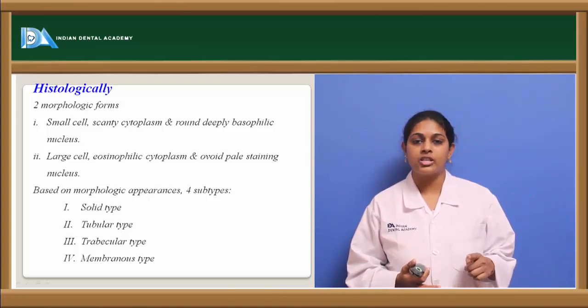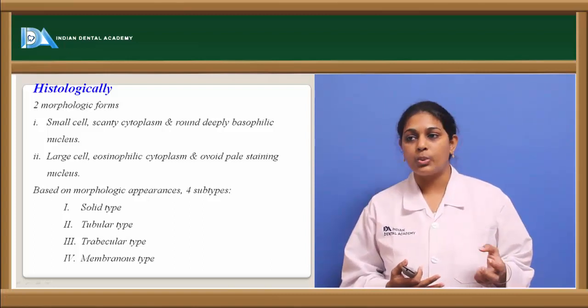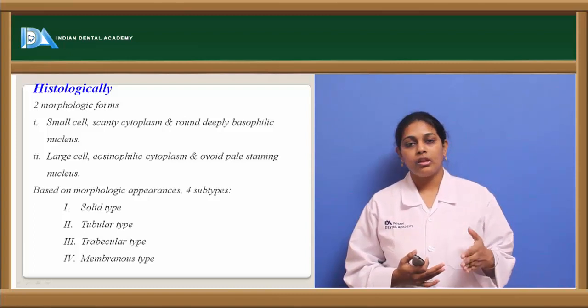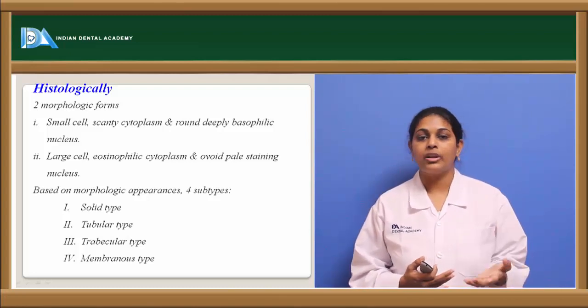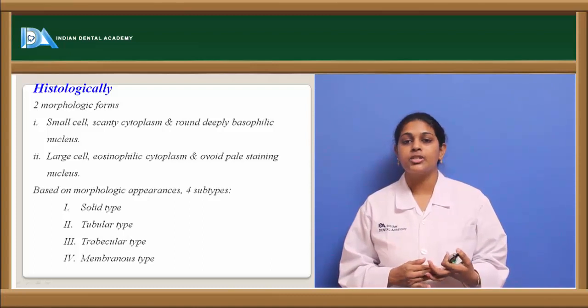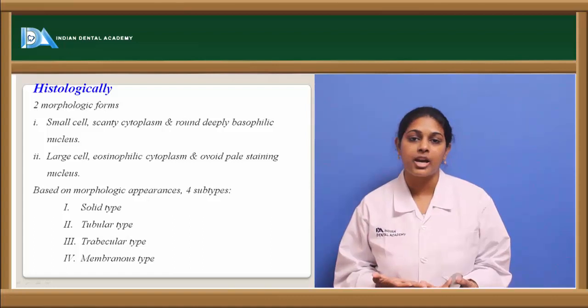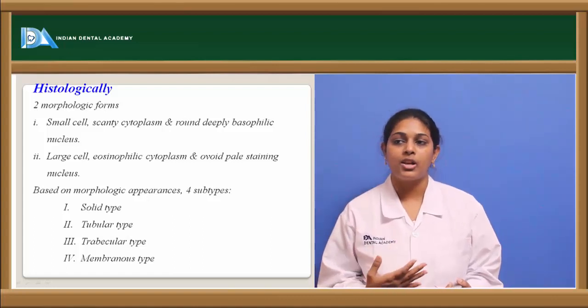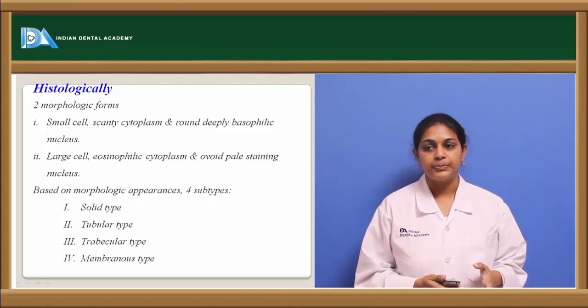Suppose it is a small cell, there is scanty cytoplasm, that is, very little cytoplasm, but the nucleus stains very deeply and is deeply basophilic with the hematoxylin and eosin stain, and appears round in shape. Then coming to the large cell, since it is large, there is also a proper amount of eosinophilic cytoplasm when compared to the small cell, and there is also an ovoid, pale staining nucleus which can be seen.